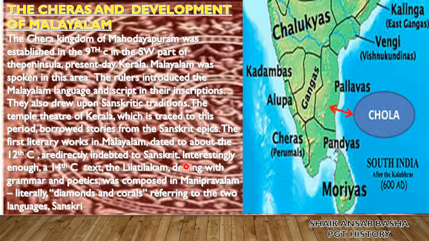Interestingly enough, the 14th century text, the Leela Tilakam, dealing with grammar and poetics, was composed in Manipravalam, literally diamonds and corals, referring to the two languages, that is Sanskrit and the Malayalam language. So these are referred to as diamonds and corals, Sanskrit and Malayalam. This is how the Malayalam language was promoted and developed, patronized by the Chera kingdom of Mahodaya.